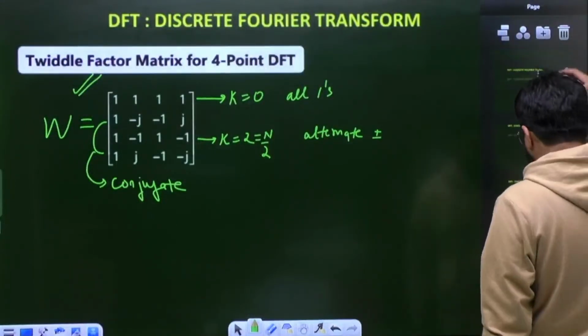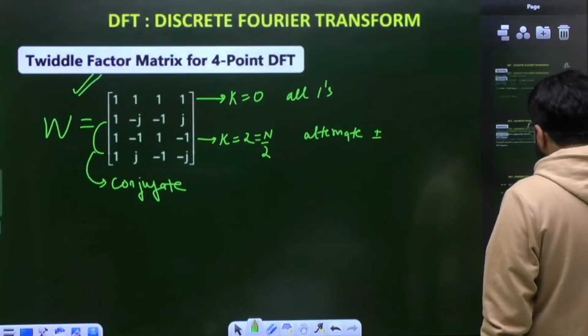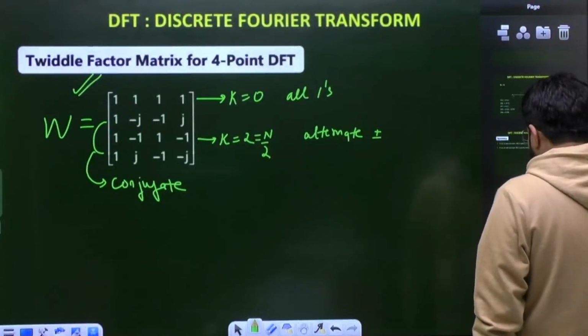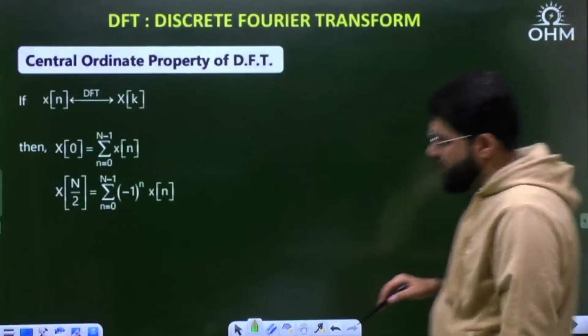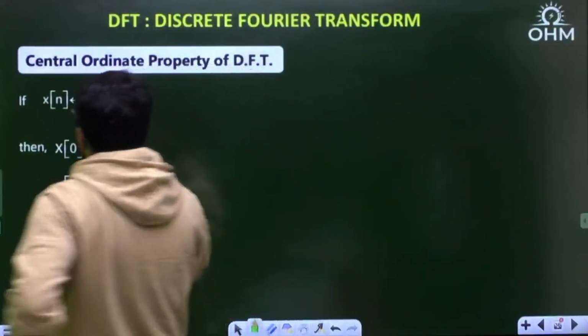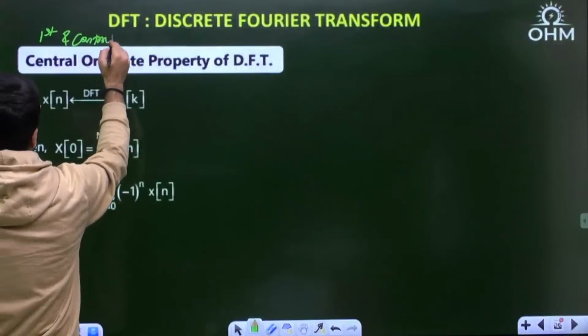Okay, what is that? Two very, very important properties. There is a list of properties, but two very important ones. Number one is the central ordinate, and the first ordinate as well. Not only central, but both the first and central ordinates I am going to talk about in this property.